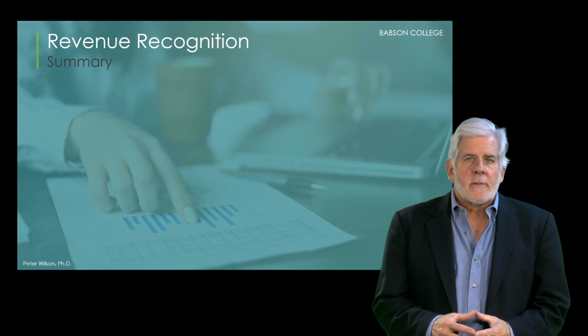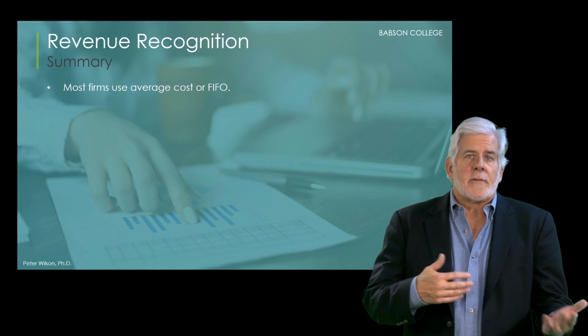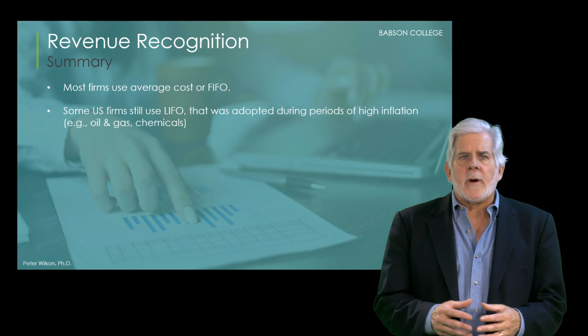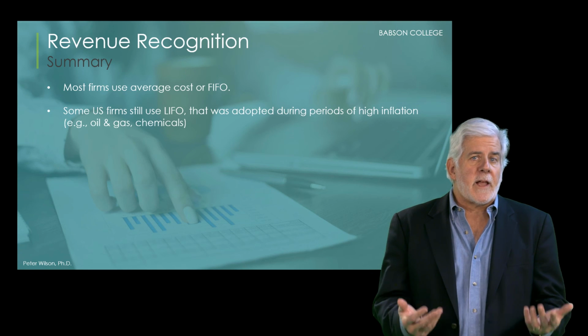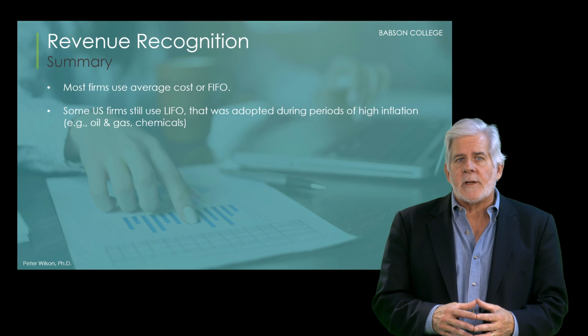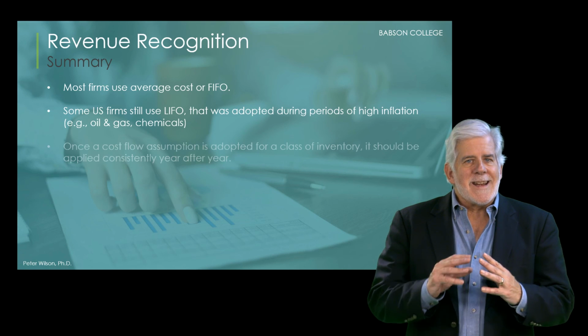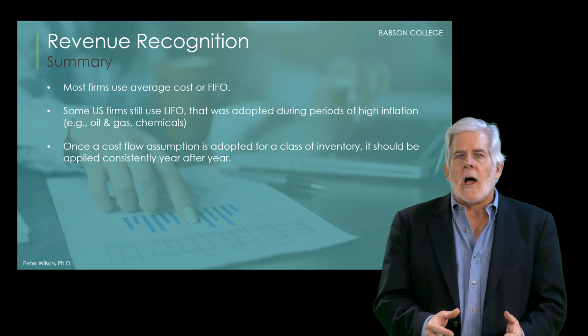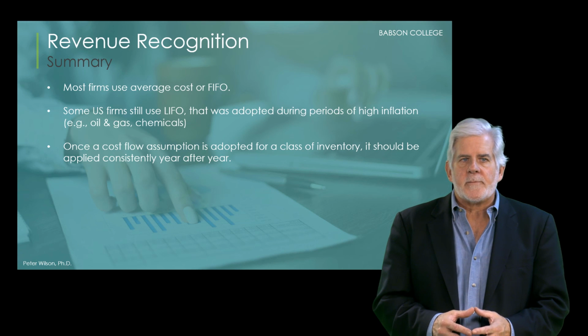Some final thoughts. Most firms use the average cost or FIFO methods, with LIFO only used in the U.S. and primarily by firms that have experienced significant inflation in their inventory at some point in their history. Firms cannot switch cost flow assumptions from one year to the next. They need to keep applying the same methods from year to year.